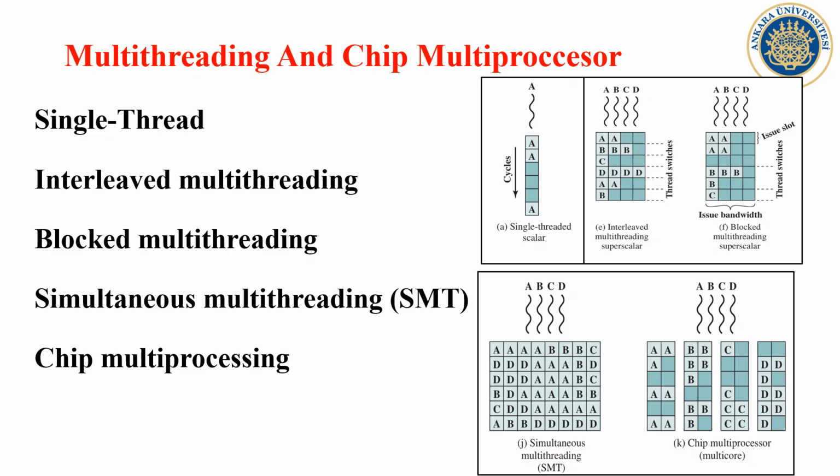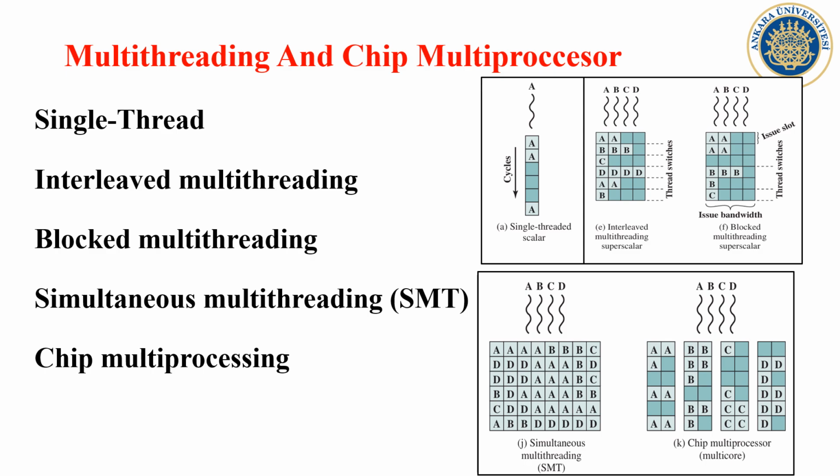Interleaved multithreading: threads take turns each clock cycle, so the processor can execute instructions from different threads alternately. In Figure E, the thread changes every instruction cycle. This way the processor does not stay idle.